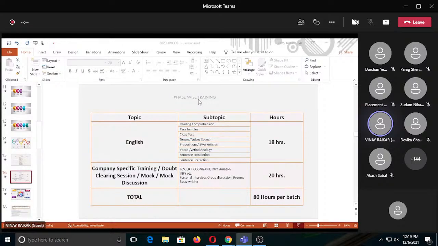We have three divisions. One is general placement, one is dream offer, and there's something called super dream offers. We actually plan for these three. But guys, understand this, all these colleges make it compulsory. So we started from the second year itself, initially we start from the third year itself.